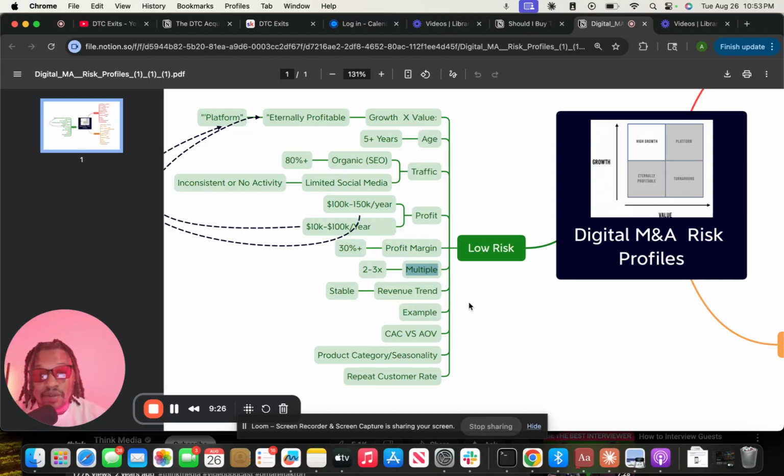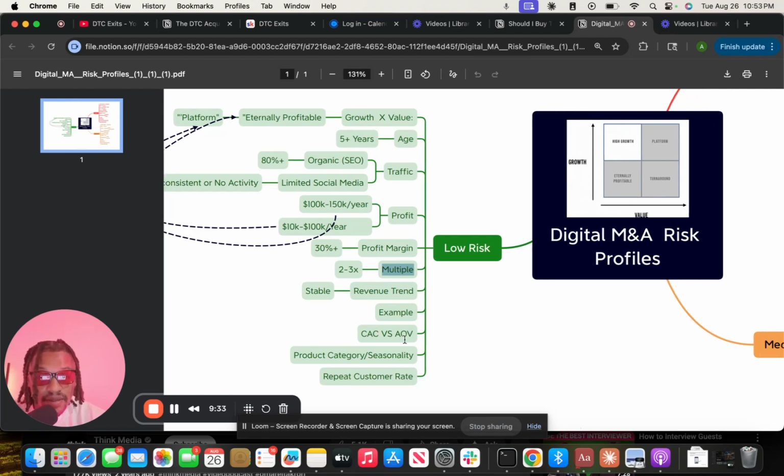Just always look a little bit deeper under the hood and see why it is that that business is actually listed at such a low price.